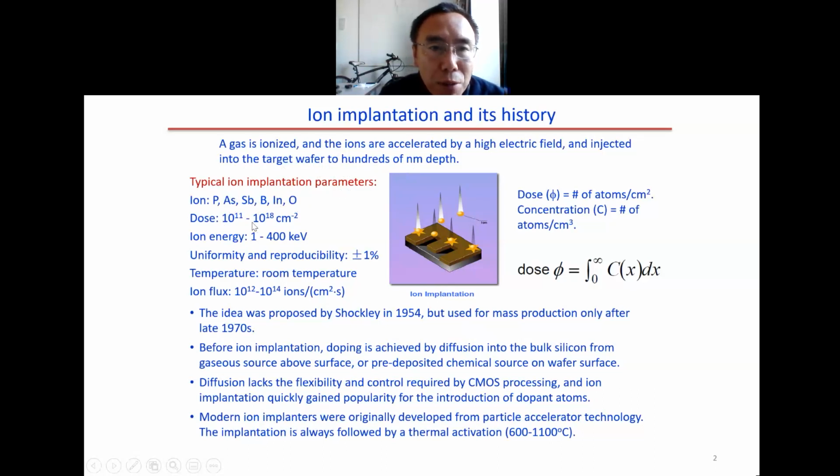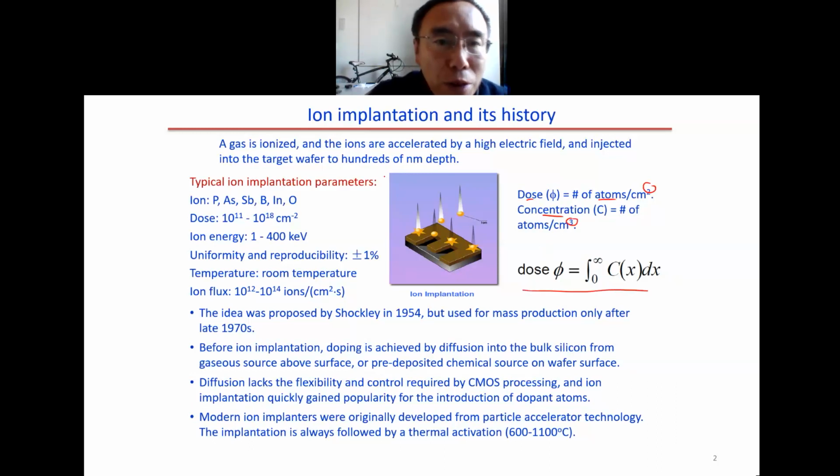The dose is 10 to the power 11 to 10 to the power 18. The unit for the dose is atoms per square centimeter. We know that for the dopant, the concentration is atoms per cubic centimeter. So the relationship is this one: the dose is given by the integration of the dopant concentration.